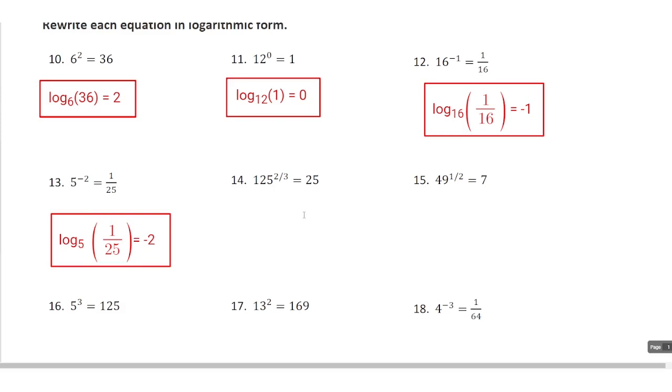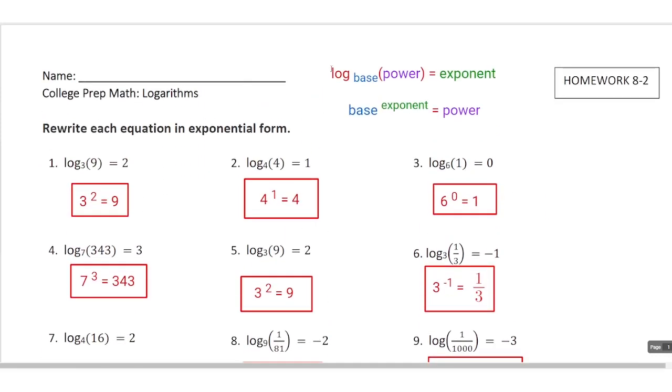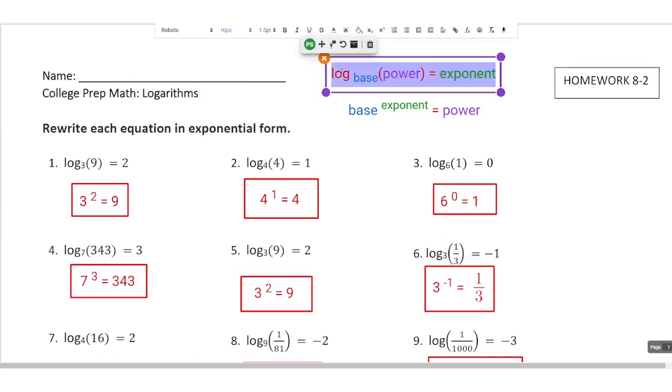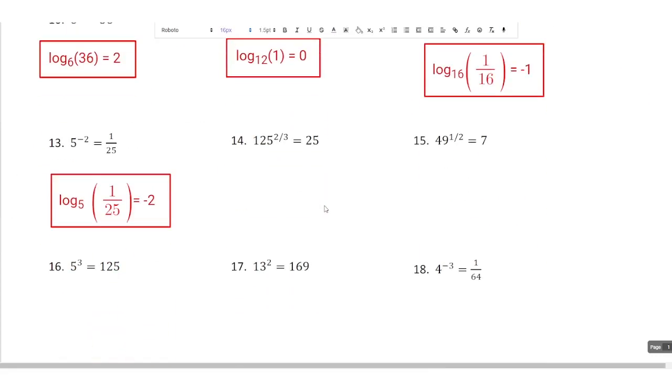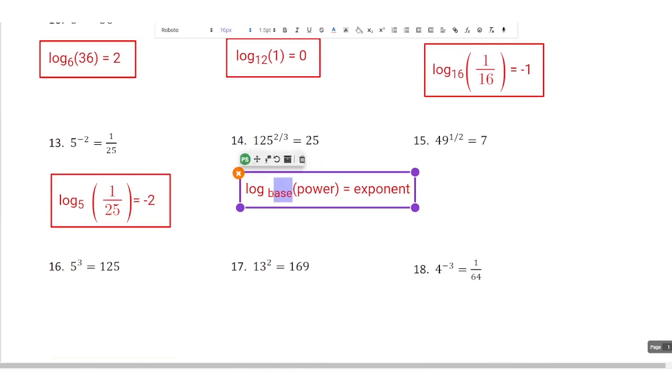For number 14, our base is 125. So I'm going to go back and actually steal this again. Log of the base, log base power equals exponent. So here we have log base 125 of our exponent, which is 2/3. So I'll come back to that. And then our power here is 25. So 125 to the 2/3 power is 25.